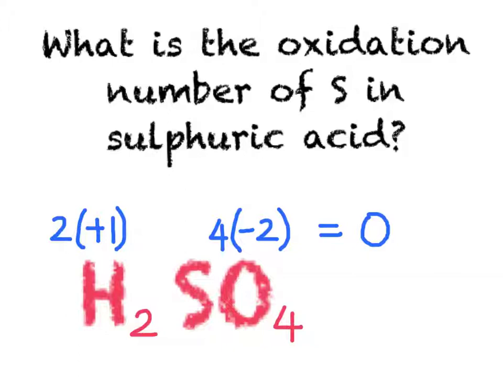So what we need to do is add together the +2 contribution from hydrogen, together with the oxidation number of sulfur, which we're going to find out now, together with the -8 overall contribution from oxygen, and that total needs to come to 0. So we can work this out. We've got the +2 from hydrogen, we've got the -8 from oxygen. That means that there needs to be a contribution of +6 from sulfur in order for the total to be 0, which means that the oxidation number of sulfur in sulfuric acid specifically is +6.